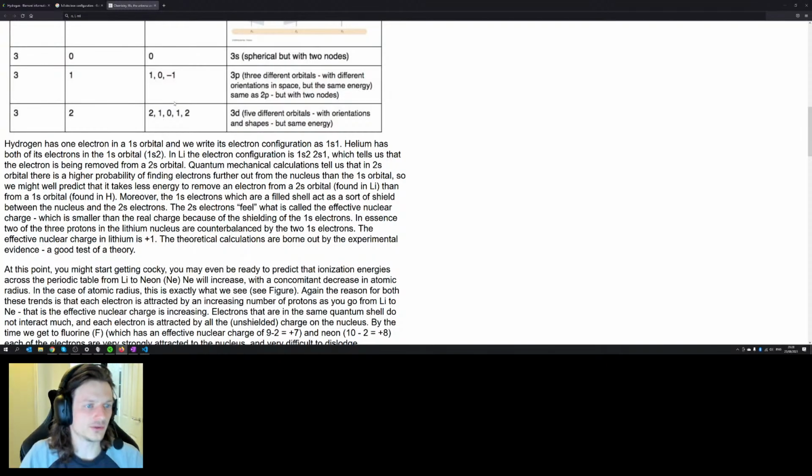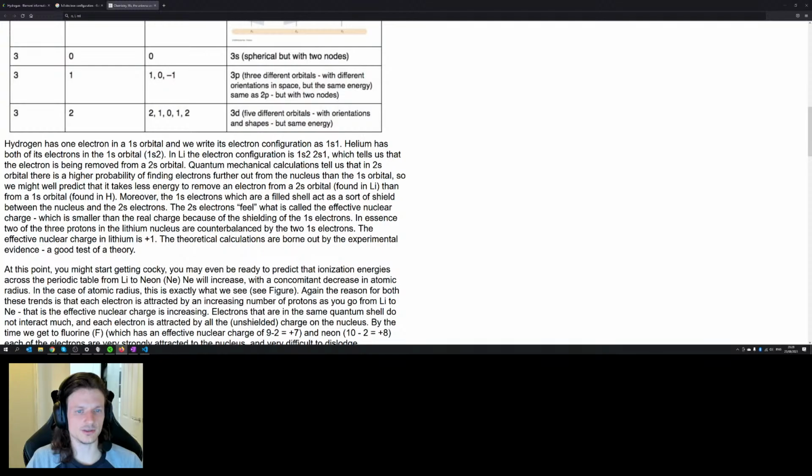Hydrogen has one electron in a 1s orbital, and we write its electron configuration as 1s1. Helium has both of its electrons in the 1s orbital, 1s2. In lithium, the electron configuration is 1s2 2s1. So this is first orbital, second orbital, which tells us that the electron is being removed from a 2s orbital.